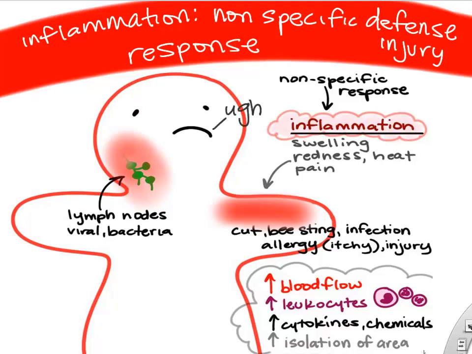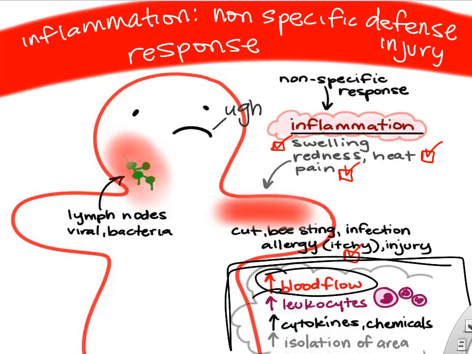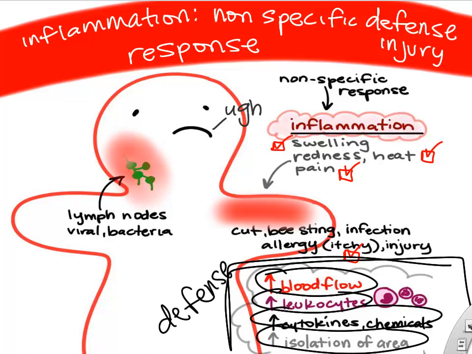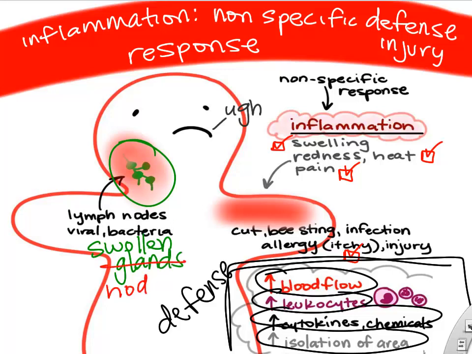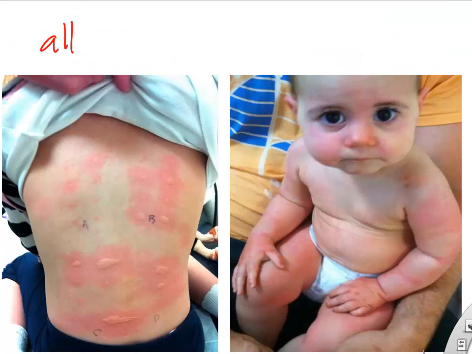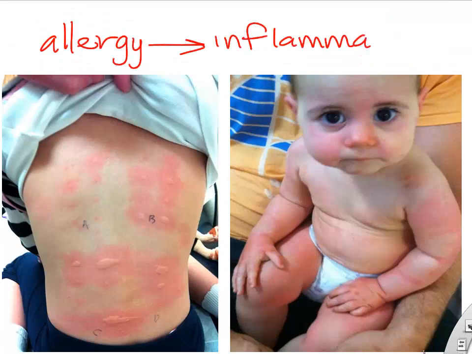Sometimes you get it when you scratch yourself, sometimes you get it when you get a cut. But we'll always have things like swelling and redness and pain, sometimes itching. The goal of inflammation is to help you. It's to get blood flow and leukocytes to the area of infection, and also to isolate the area so things won't spread. You also notice this inflammation when you get swollen lymph nodes or when you get swelling in your skin. So again, it's supposed to defend us, but usually we don't like inflammation, so we take things like cortisone or antihistamines.